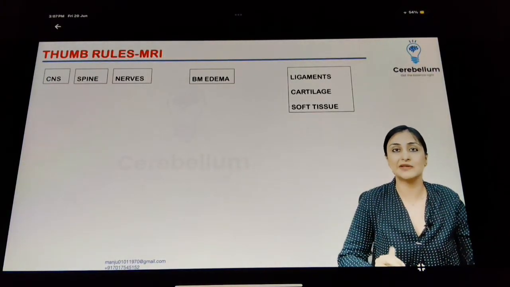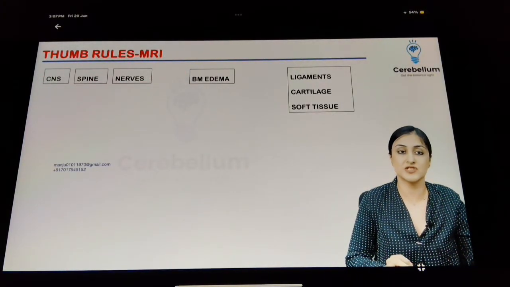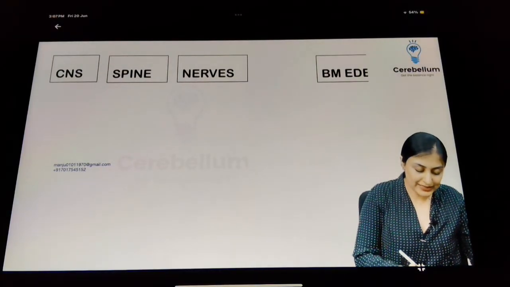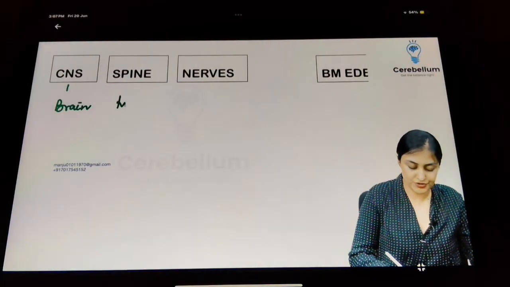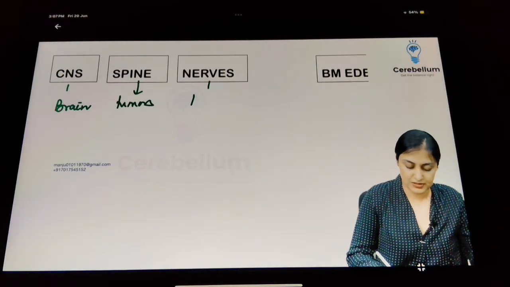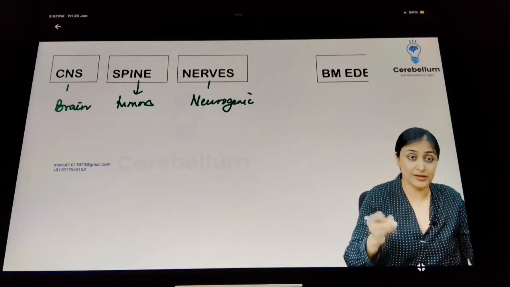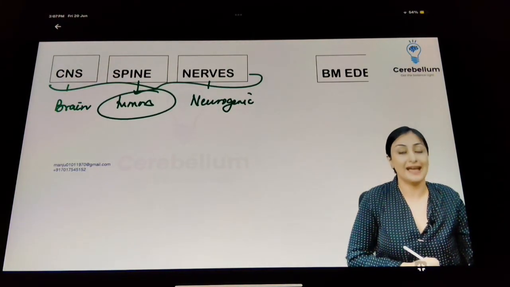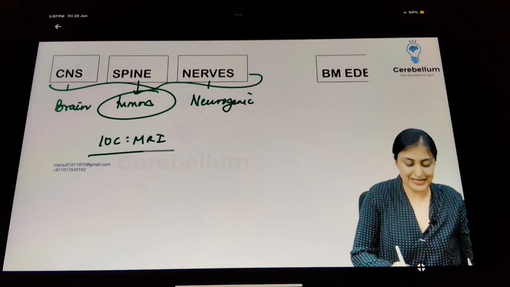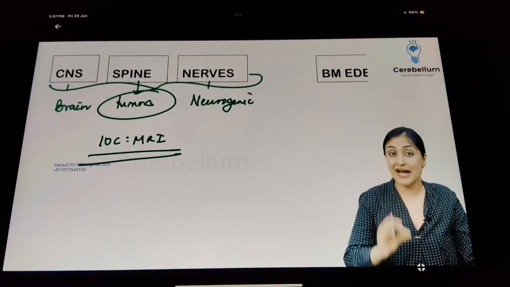Now, anything in the brain, remember, anything in the entire central and peripheral nervous system, it is MRI. So for your brain tumors, spine tumors, neurogenic tumors everywhere, neurogenic tumors meaning neurofibroma, schwannoma, all of these, we are going to be doing MRI. Investigation of choice, MRI. For most brain pathologies which aren't emergencies like stroke, I'm going to be doing MRI.